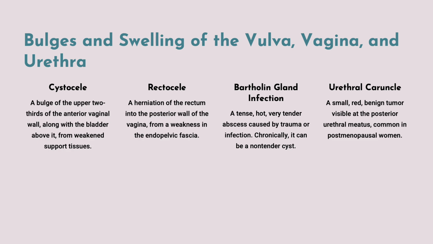Bartholin gland infection is a tense, hot, and very tender abscess caused by trauma or infection. Chronically, it can be a non-tender cyst. And lastly, a caruncle, specifically a urethral caruncle, is a small red benign tumor visible at the posterior urethral meatus, common among postmenopausal women.